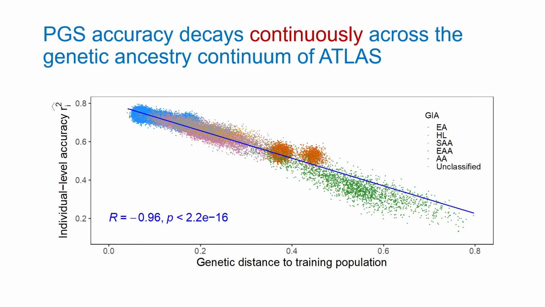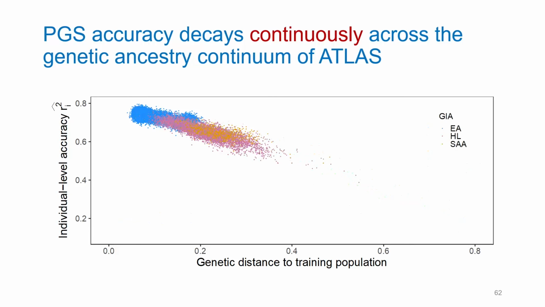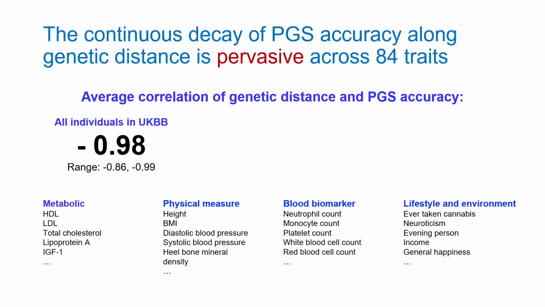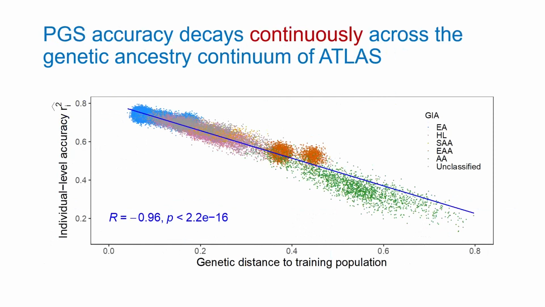we see that there's way more variability across individuals than across population labels. That's what I'm trying to show you in this plot. So this is what happens in Europeans, this is what happens in Hispanic Latino, South Asians, East Asians, and African Americans. You see a consistent linear decrease in the accuracy as you move further away from the training data where these polygenic risk scores were created.